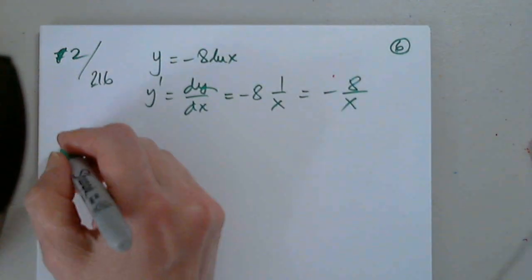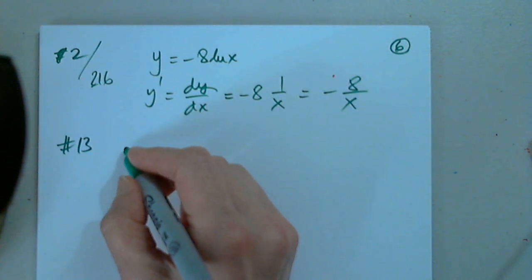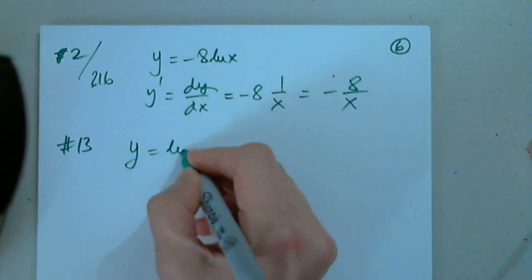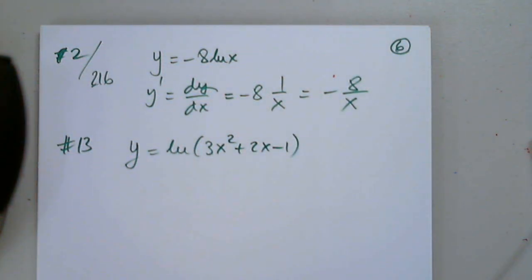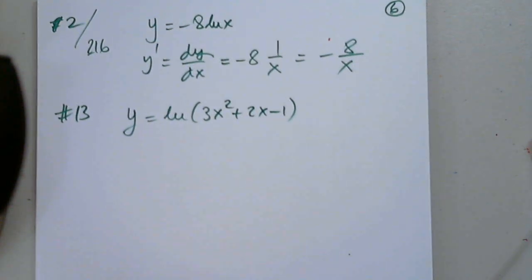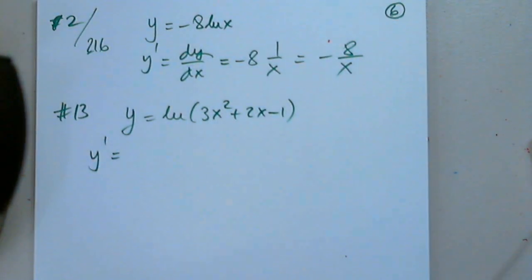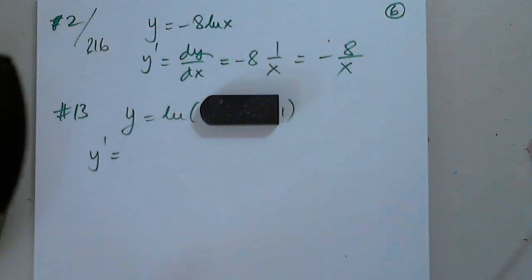My turn to choose. I'm going to choose 13. So we have y equals natural log of 3x squared plus 2x minus 1. I know it looks very difficult. Not at all. Ready. So can anyone try y prime? It just looks difficult. It's not.